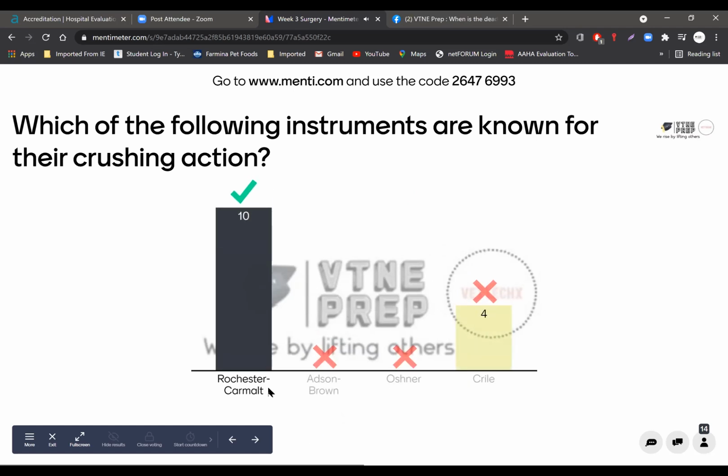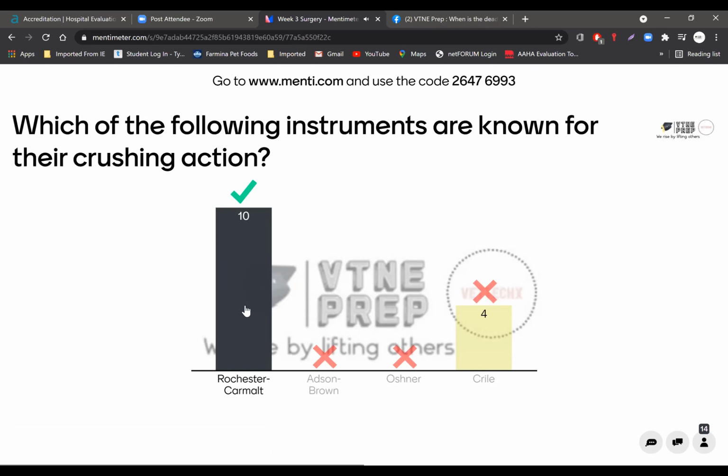Ah, very good. Yes, so our Rochester-Carmalts are used a lot, especially in spays for that crushing action. Crafoords are a lot like Kellys, so these are just hemostats to clamp off any type of vessel, stuff like that. So this is our crusher.